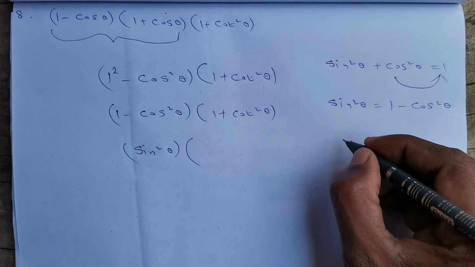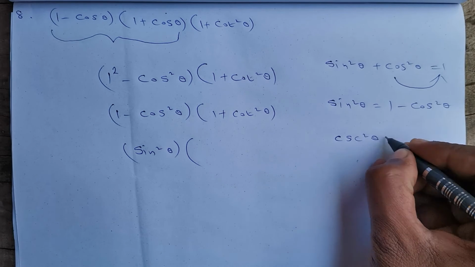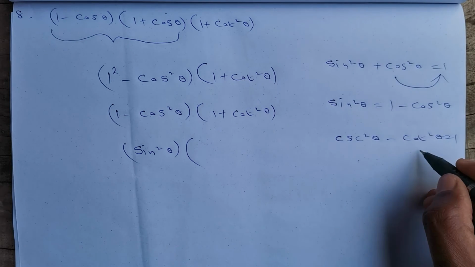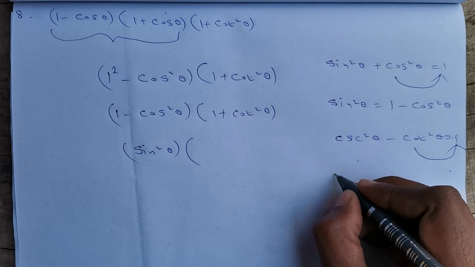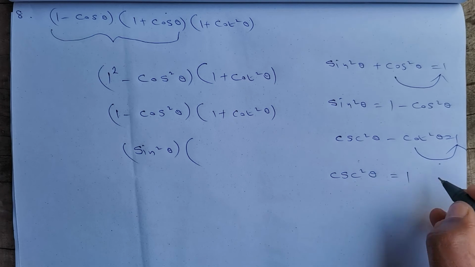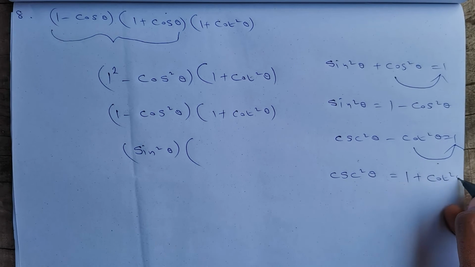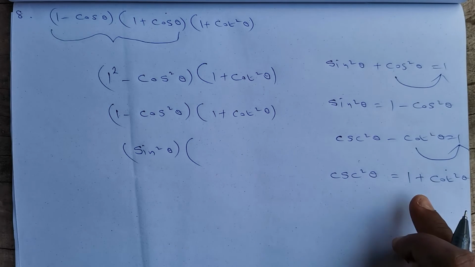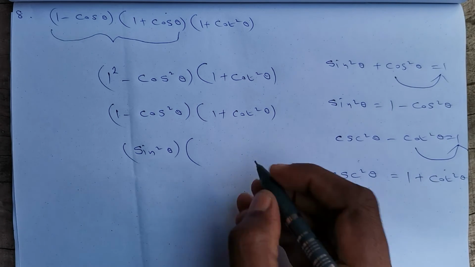So we have the third identity, cosecant square theta minus cot square theta is equals to 1. This minus cot square theta I will take to the right side, then we will get cosecant square theta is equals to 1 plus cot square theta. So cosecant square theta is nothing but 1 plus cot square theta, or 1 plus cot square theta is nothing but cosecant square theta.